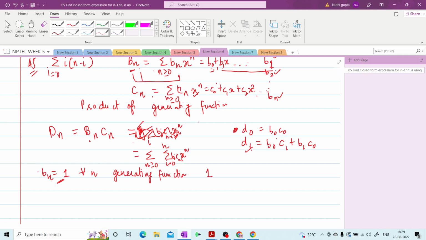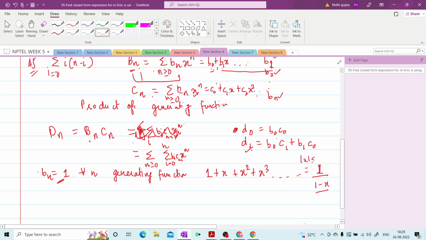This is just 1 plus x, because bn is equal to 1 for all n. This is just 1 plus x square plus x cube and so on. And we have a closed form expression for this. This is basically 1 upon 1 minus x, your geometric series, when mod x is less than 1. So for bn equal to 1, if we consider this kind of function, then we see our generating function is coming out to be this.